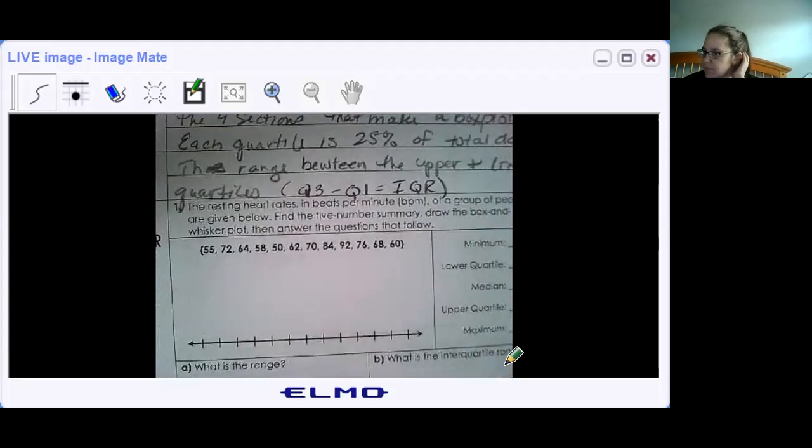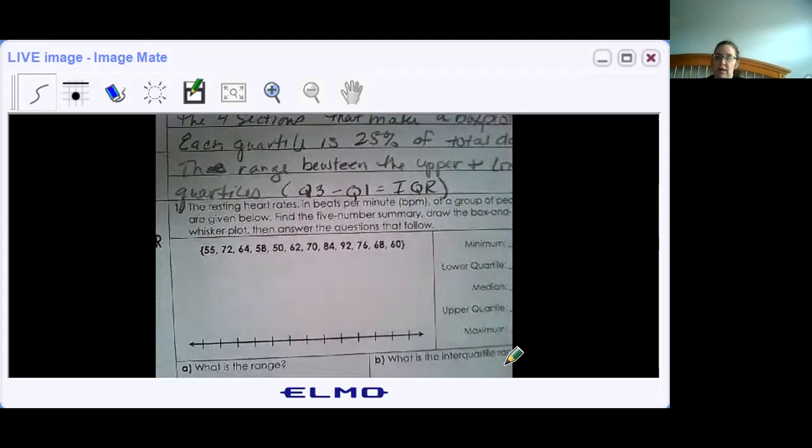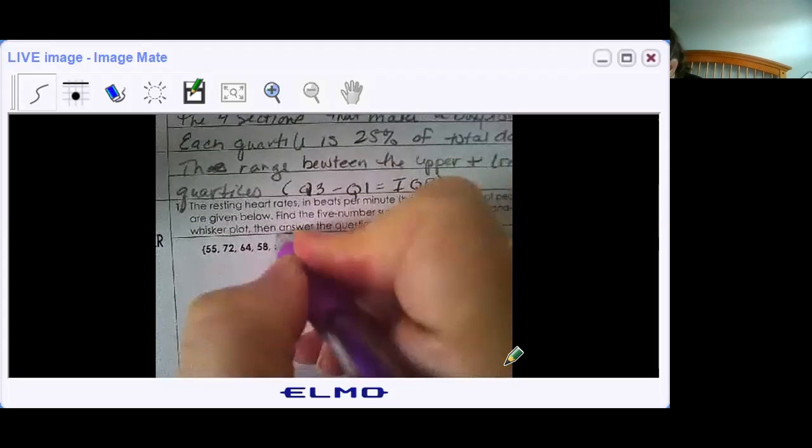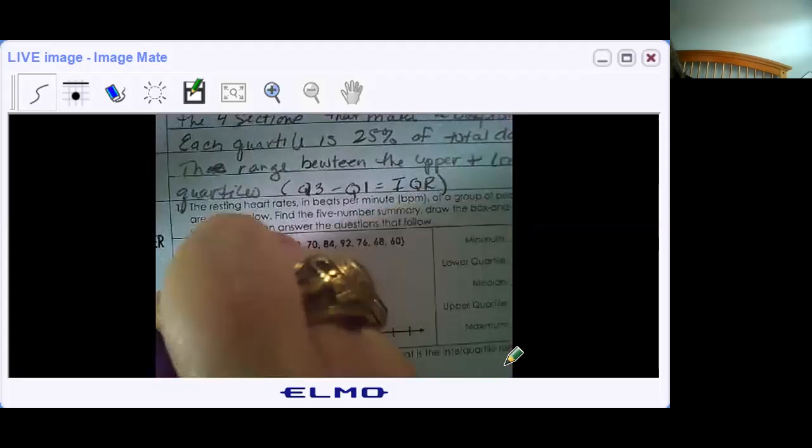So the easiest way to figure this stuff out is to actually dive in and do one. So let's look at our first example here. We have our data sets, we have our number line, and then it's asking us for all kinds of crazy stuff. So the first thing I want to do is take this data set and organize it from the smallest number to the biggest number. My smallest number is right here, 50. So I'm going to write that down first.